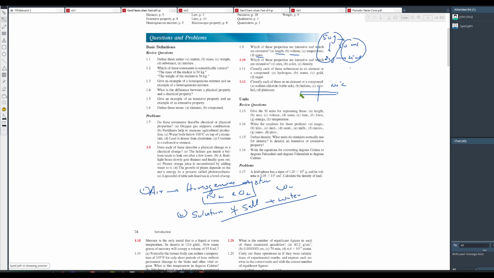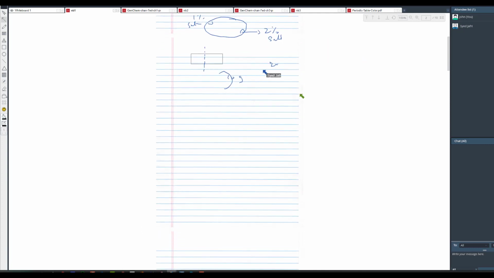Why is the density intensive? For example, let's take water. Water has a density of 1 gram per ml. Suppose I have 100 ml volume and the quantity is 100 grams. Density is mass by volume. So I'm taking 100 gram divided by 100 ml, and I will get 1 gram per ml density.